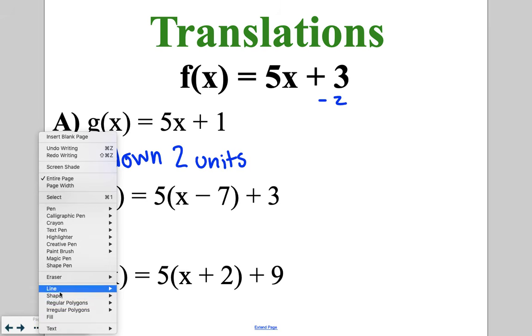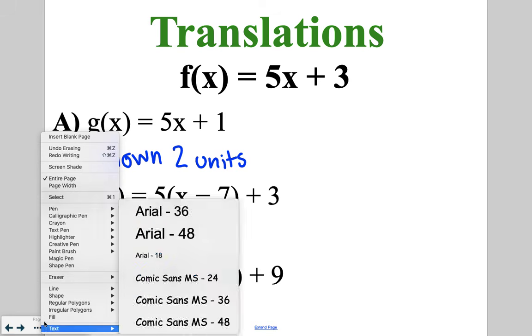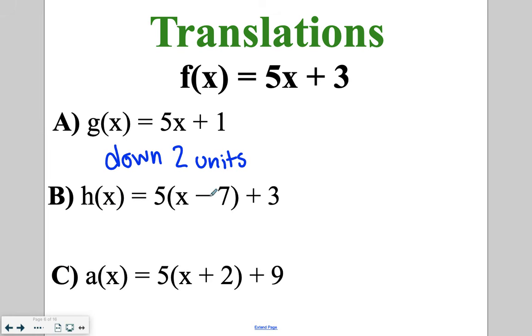Looking at the next one, we've got 5 and then in parentheses x minus 7 and then plus 3. So we have something changing inside the x, and then we have the plus 3 at the end. So the 3 hasn't changed, so our movement here is affecting the x values only. We've got that negative, so with the x's we're going opposite, so negative means move positive. So this is going right 7 units.